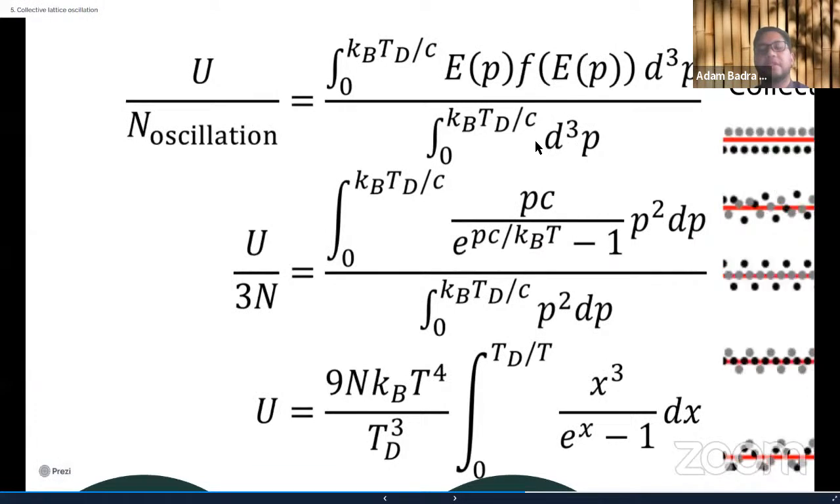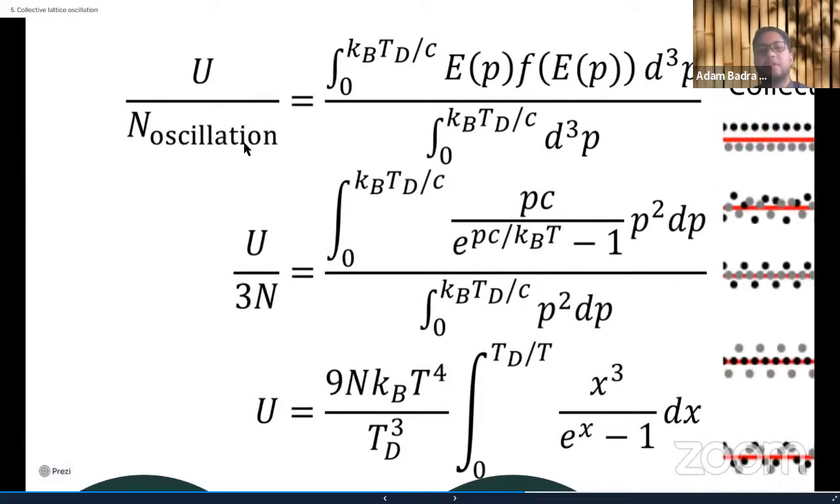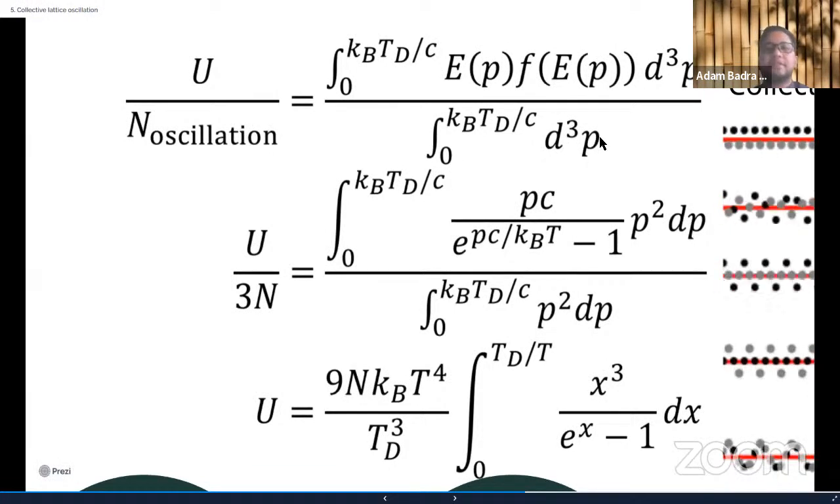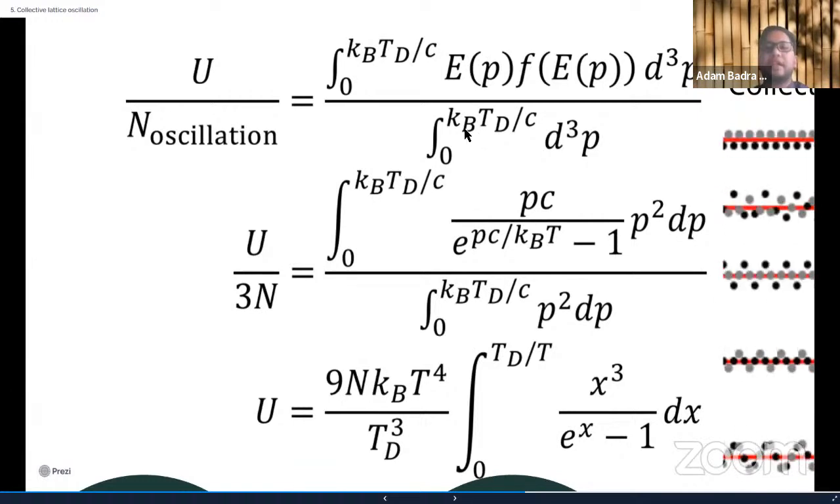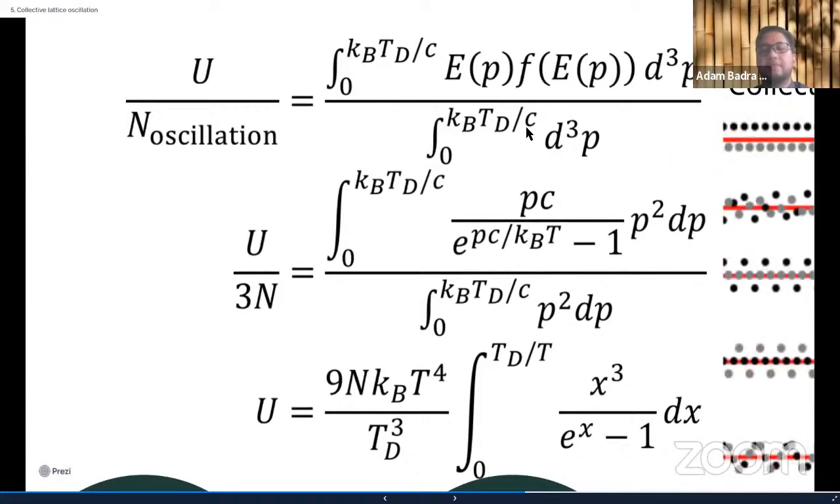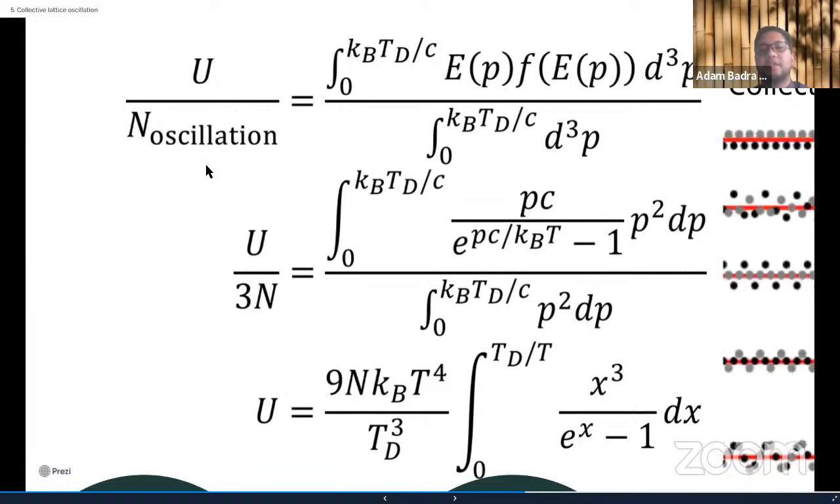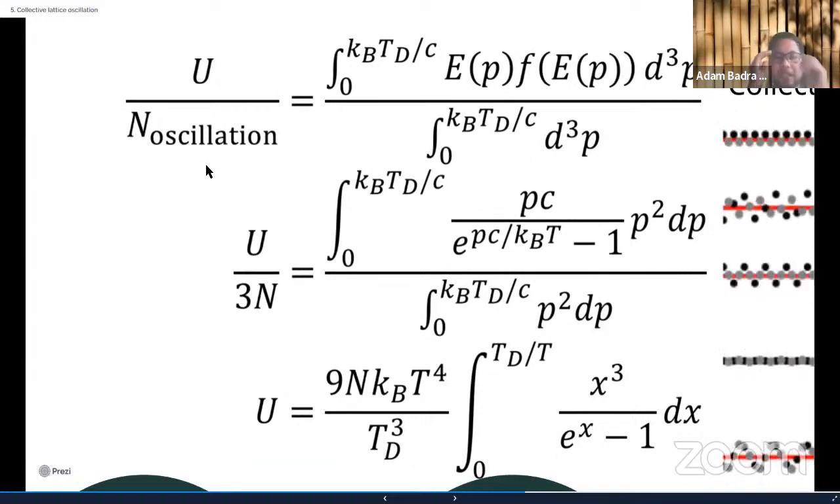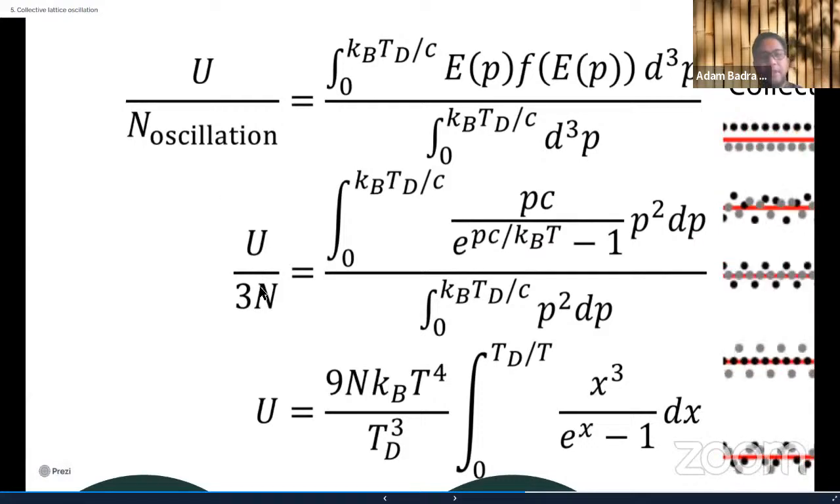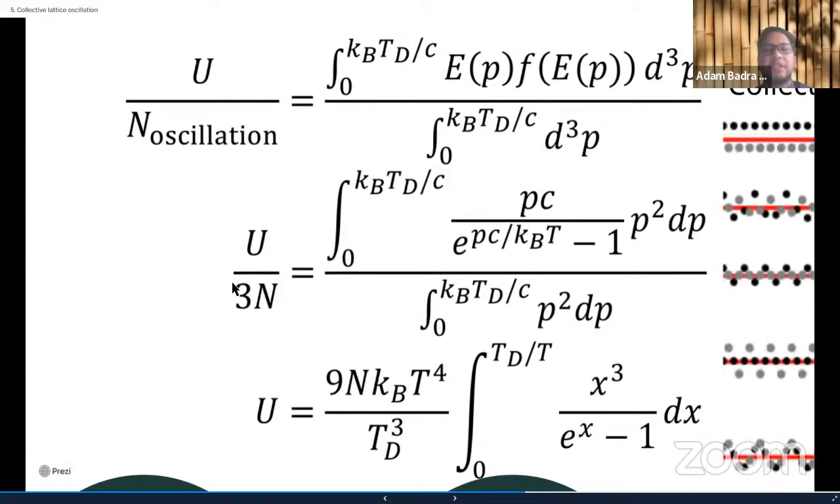We don't count the number of particles. We only want to know the number of oscillations. Okay, and we set a maximum momentum. The maximum momentum is just the maximum energy divided by C. So if we have n particles, then the number of oscillations is just 3n, so U divided by 3n, because it's a three-dimensional particle. There are 3n.